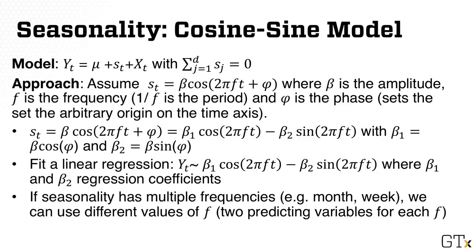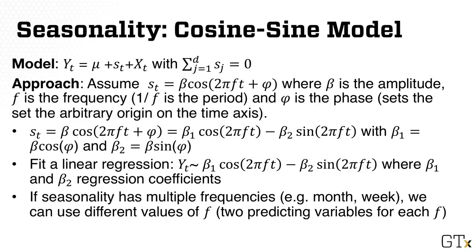An alternative approach to using linear regression without having many regression coefficients to estimate is to use a cosine sine model. In this approach, we assume a cosine curve for the seasonality specified by three parameters: the amplitude, which is how high or low the curve will go, the frequency f, which is the inverse of the periodicity of the seasonality, and the phase, which sets the arbitrary origin on the time axis.